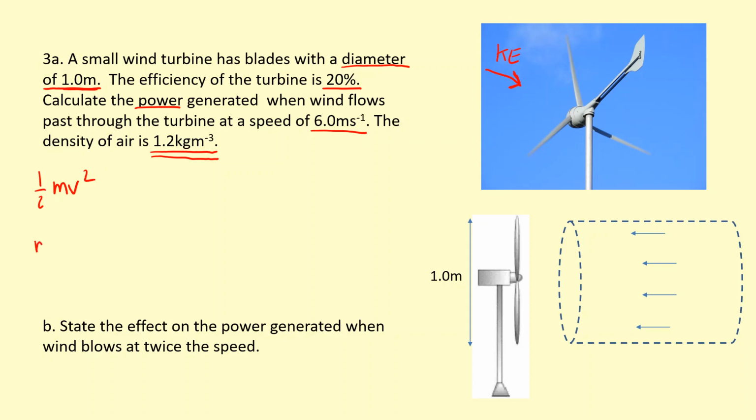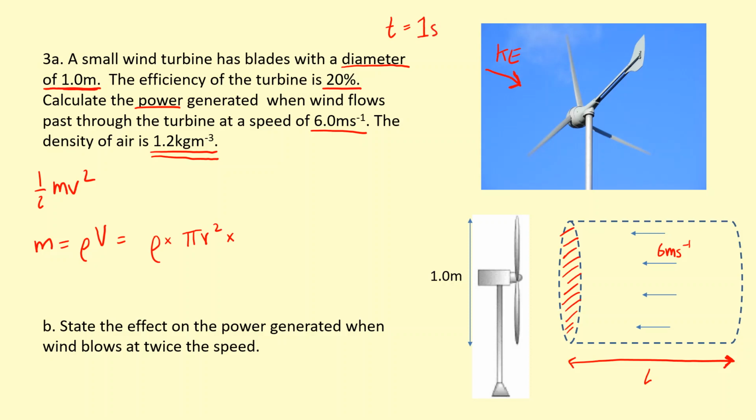So mass is going to equal the density times the volume. The volume is going to be the cross-section area of this circle, which is pi r squared, times the length, the length of the cylinder. However, I don't have the length, but what I do know is that 6 meters of air flows past per second. So I'm just going to pretend time is 1 second, so that I can use 6 meters here.